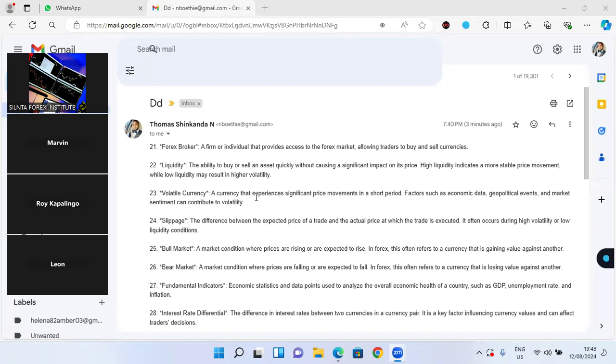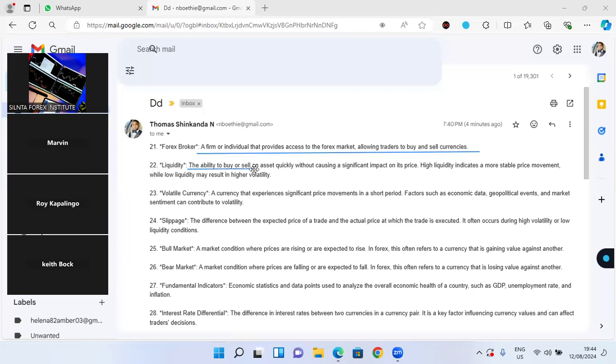Number 21, what we have, it's a Forex broker, okay? A Forex broker, it's a firm or a company or individual. Some of you might not see it very well here, but check on your group. These terms are the same. A firm or a company or individual that provides access to the Forex market, allowing traders to buy and sell. That is a Forex broker. In our case, our broker that we are using is Deriv.